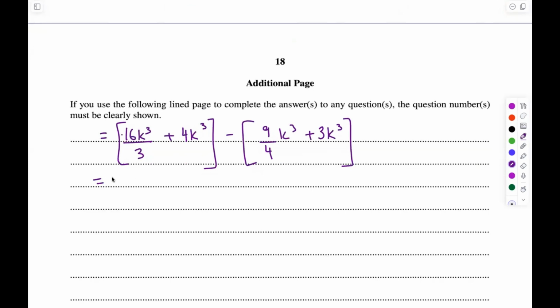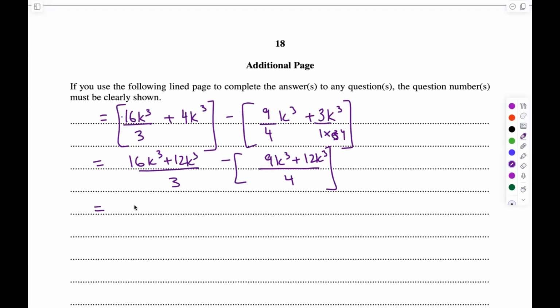Simplifying this, we can take the LCM on both the sides. So this will become 16k cube plus 12k cube upon 3, and this will be minus, taking the LCM up here, so this will also multiply by 3. So this will become 9k cube plus, or this will multiply by 4 as the LCM will be 4, so this will be 3 times 4, which is 12k cube. Now 16k cube plus 12k cube will become 28k cube upon 3, minus 21k cube upon 4.